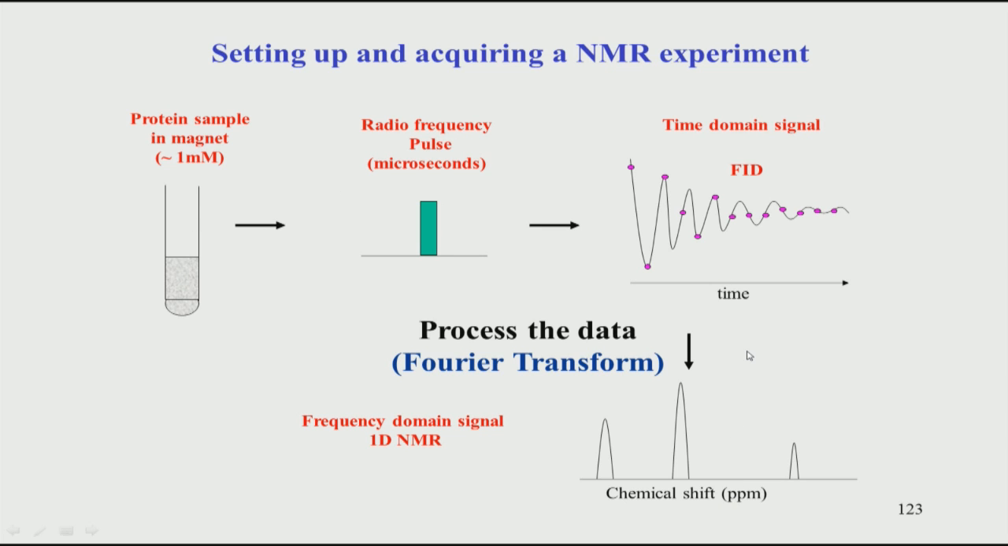In the next class we will look at how we record this data experimentally. Although we have already seen what the hardware looks like, we will look at the practical aspects of recording a spectrum, and then how we interpret the NMR spectrum.